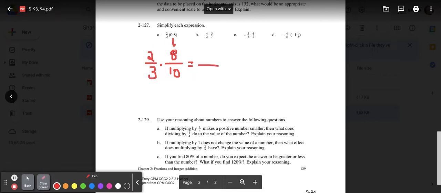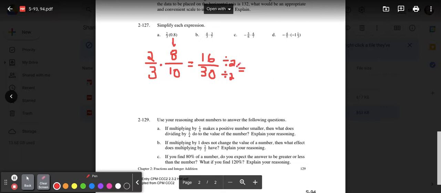So 2 times 8 gives me 16. And on the bottom, 3 times 10 gives me 30. So I know that's about a half because 15/30ths would be a half. And I can also reduce this. So I can divide by a giant 1. I see that I can divide by 2 because they're both even. So I'm just going to do that because that's the easiest.